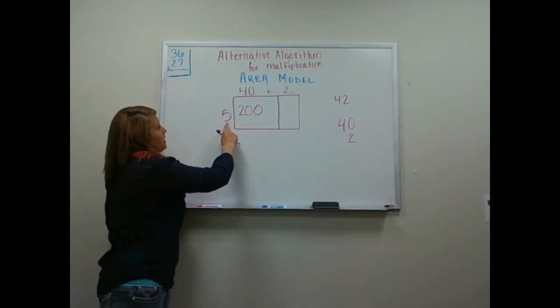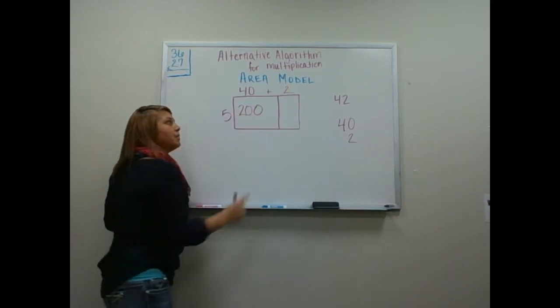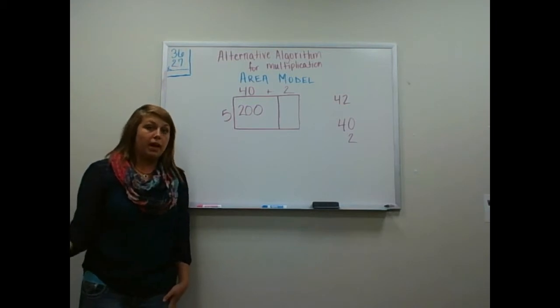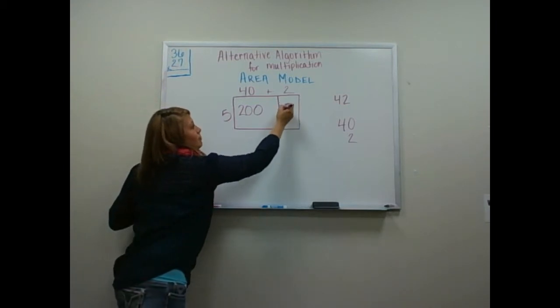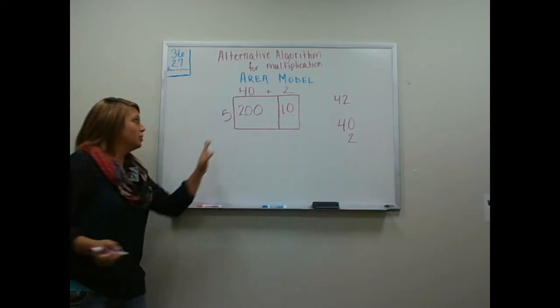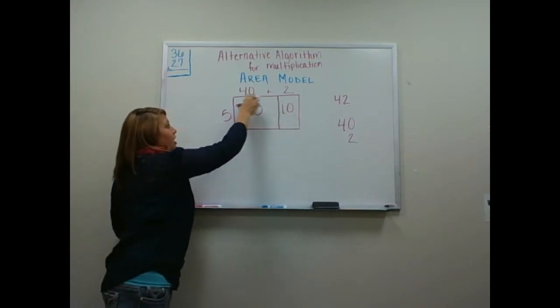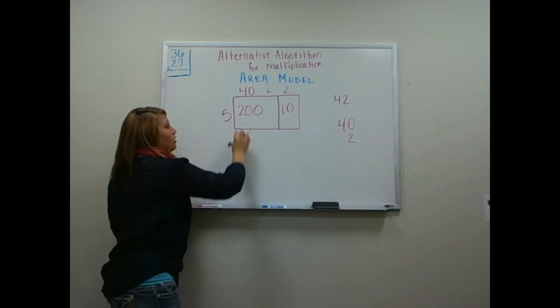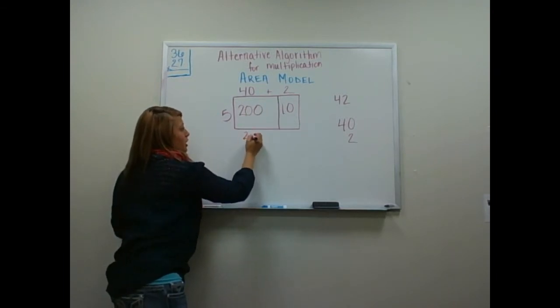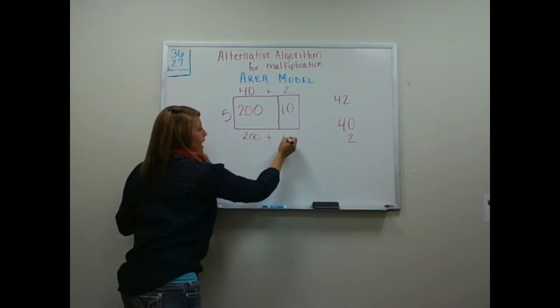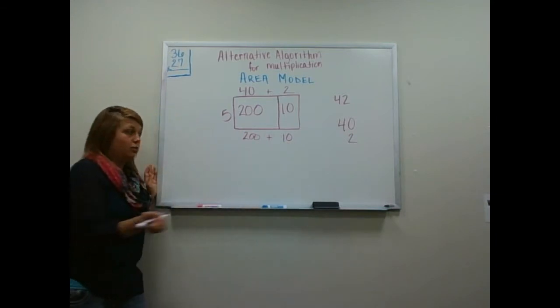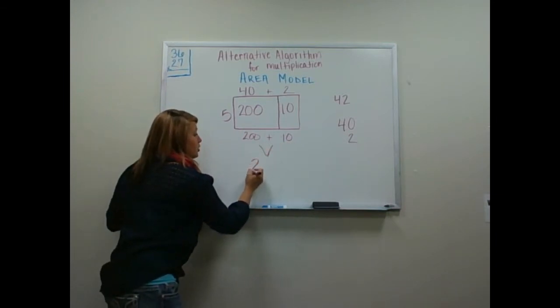Our next step is 5 times 2. Using our simple mental math, I know that equals 10. So here we have 210. The entire area of this model is 200 plus 10, which equals, you're right, 210.